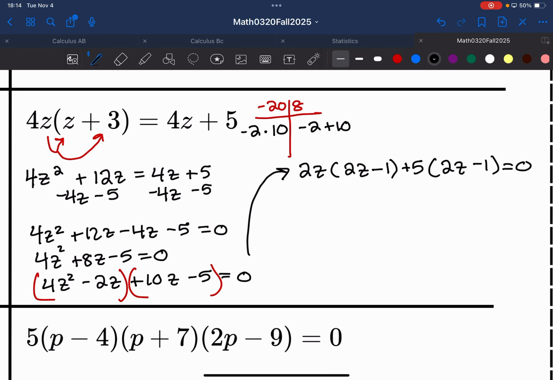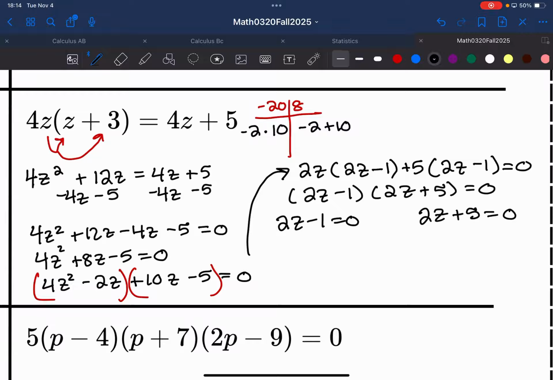Okay. Then from here, I know my two parentheses are going to be 2z minus 1 equals 0 and 2z plus 5 equals 0. And then my last couple steps is I'm doing what with each of the parentheses? Setting them to 0. So 2z minus 1 equals 0. 2z plus 5 equals 0. So on the first one, the first thing I have to do, add 1. So I have 2z equals 1, which means z is equal to 1/2 when I divide out that 2.